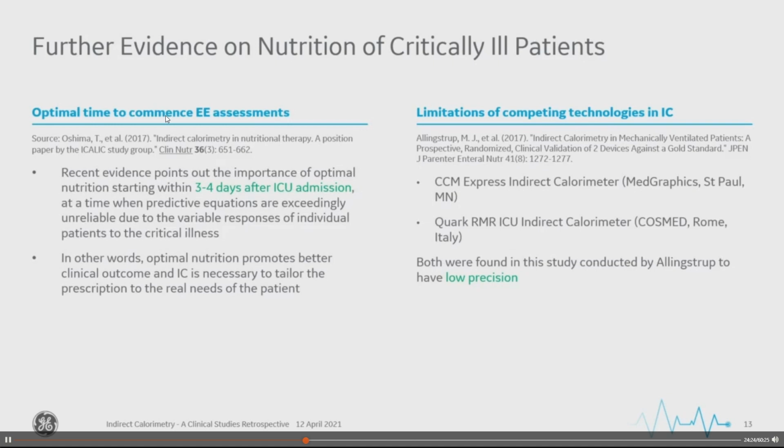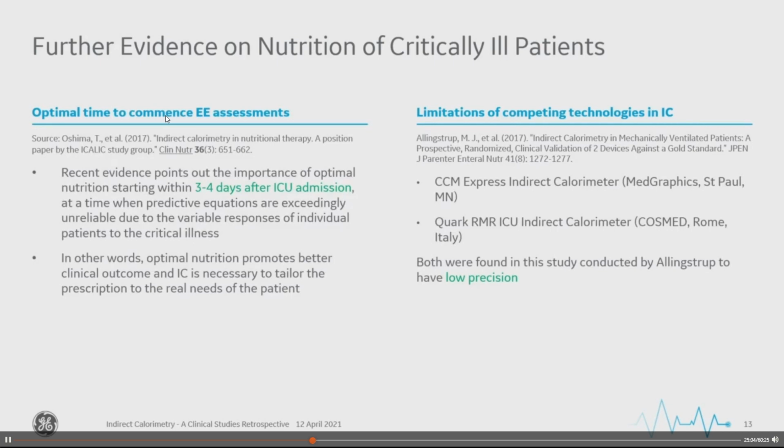And then there are other technologies. So I'm clearly here speaking on behalf of GE Healthcare, but there are innumerable other technologies out there. Two of them, CCM by Medgraphics and Cosmed, which has the Quark RMR. There are newer versions of their technology that also provide bedside indirect calorimetry. This one article showed that both of them were not as robust compared to the gold standard, the legacy device, the Delta Track from GE, but that has sailed off into the sunset.